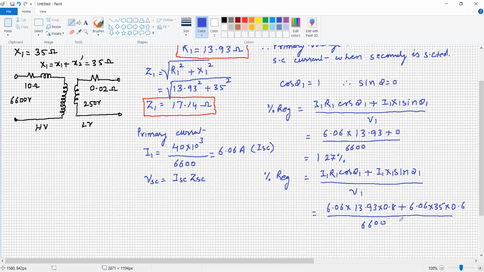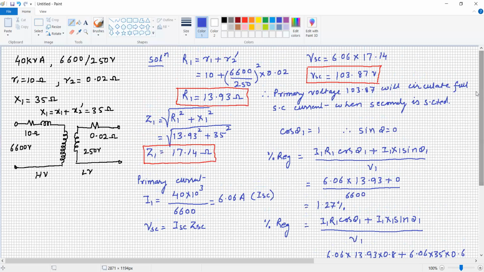So these are some examples based on open circuit, short circuit, and resistance referred to the primary side and secondary side. In the next session, we are going to discuss parallel operation of transformers.